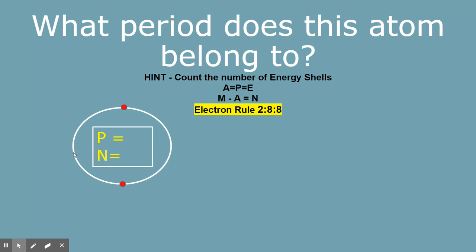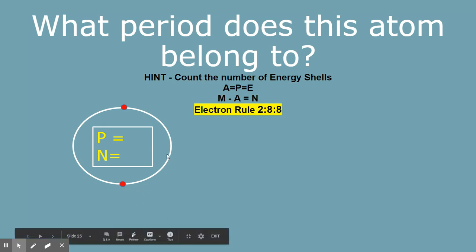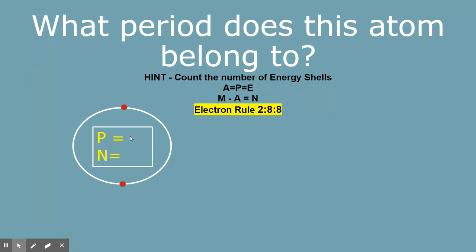Again, count the energy levels. There's only 1. So the period that this atom belongs to would be period number 1, which means that this atom either has to be hydrogen or helium, but it would be helium because it has 2 electrons, which means it would have 2 protons, which means its atomic number would be 2, making it the element helium.